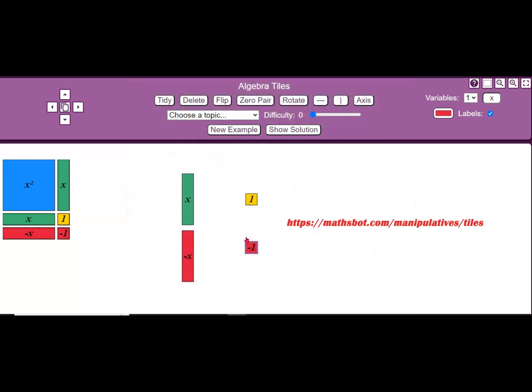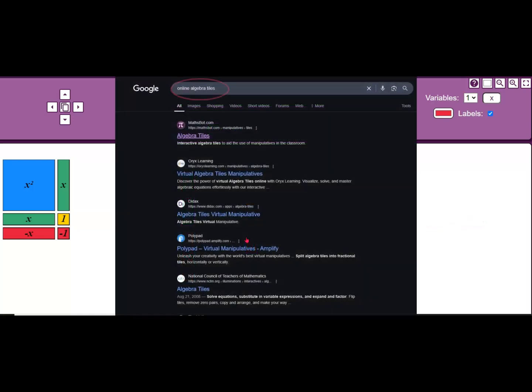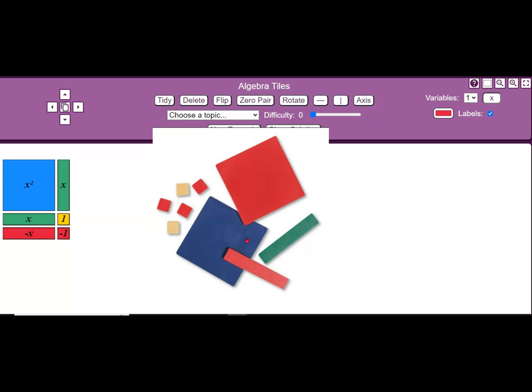In case you were wondering where I got these fancy algebra tiles from, here's the direct link to mathspot.com. Or you can simply type into Google online algebra tiles, and for me it's the first one that pops up, but it's the one under the mathbots.com that says algebra tiles. Or you can go the more physical route. These are probably the ones that you have in your classroom.